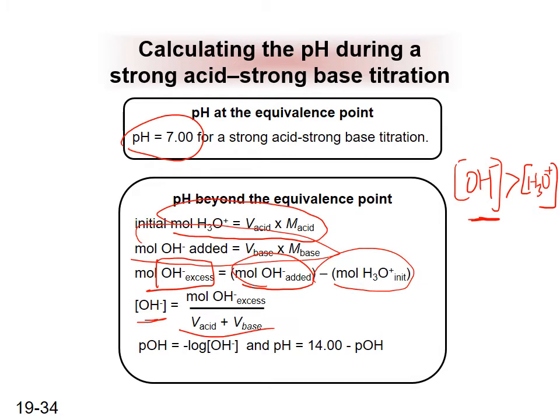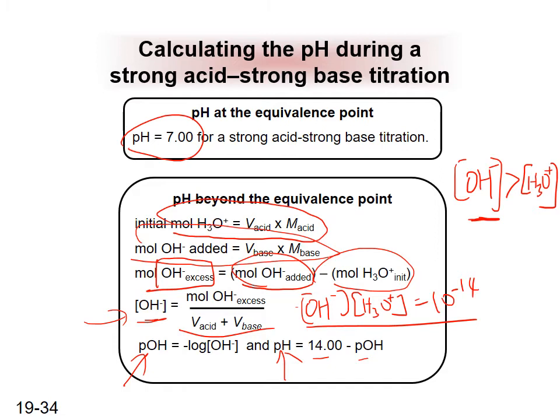After we get the hydroxide concentration, we can either calculate the pOH and then calculate the pH using 14 minus pOH, or we can use hydroxide times hydrogen ion equals 10 to the minus 14. Using this equation, we can also calculate the hydrogen ion concentration and then calculate the pH.